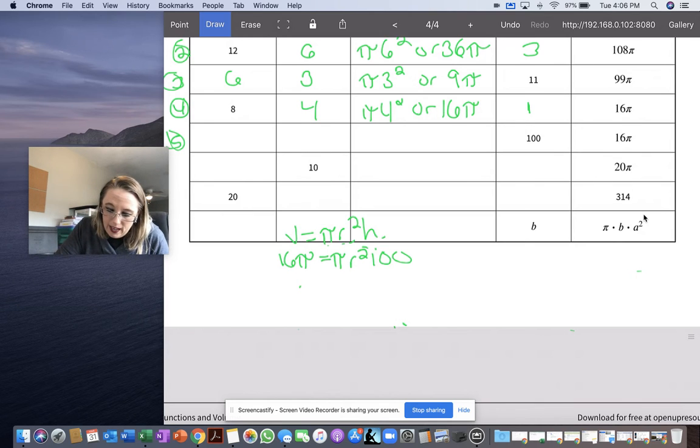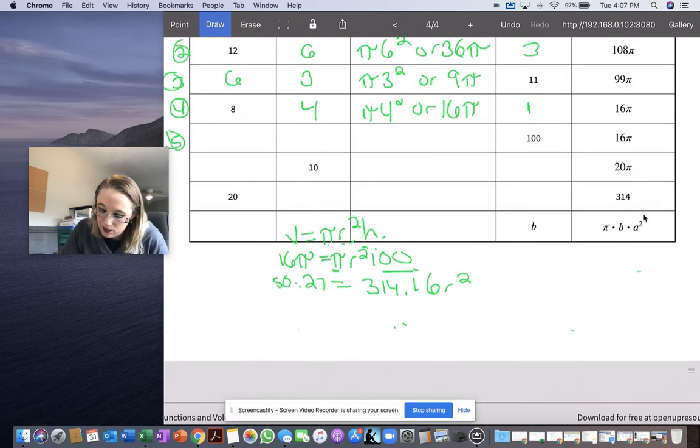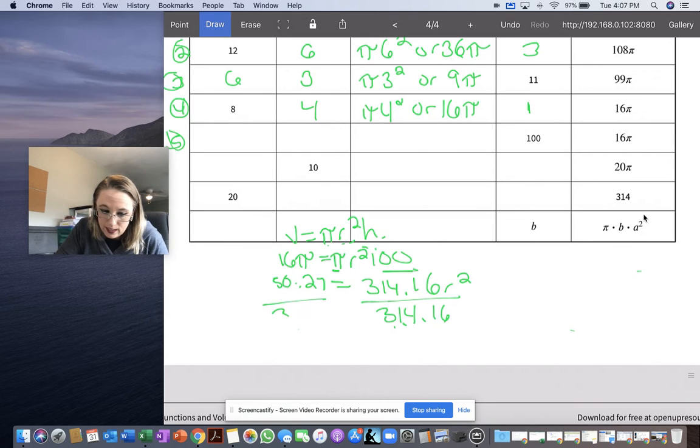So 16 pi is 50.27 equals pi times 100, which, okay, so pi is 3.14, times that by 100, you're going to get 314 point approximately 16 r squared. Okay, now we're going to solve for r, or r squared rather. Divide by 314.16. You're going to get 0.16 equals r squared, okay?